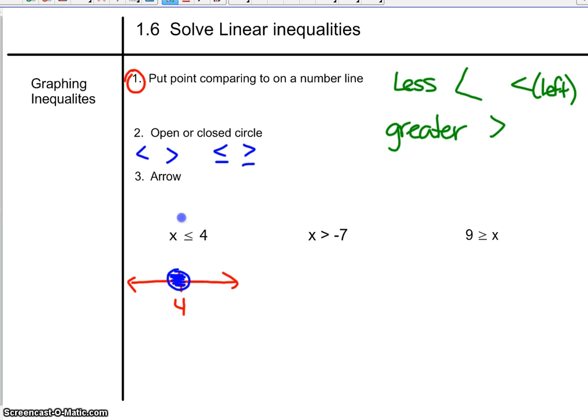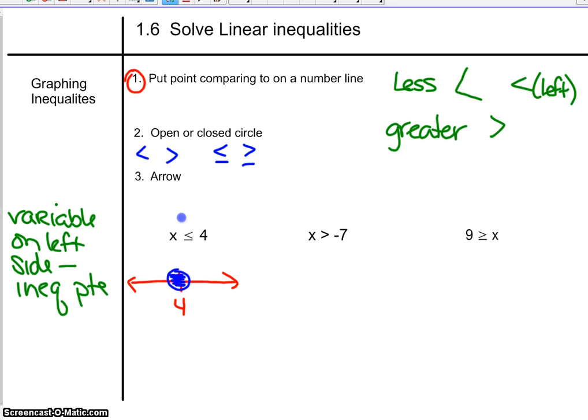The nice thing is, and we're going to work on this, get my variable on the left side, because then the inequality points the direction we should go. Since my inequality is pointing to the left, that means my solutions should point to the left. And I usually have my arrow above the line so it's easier for me to see.